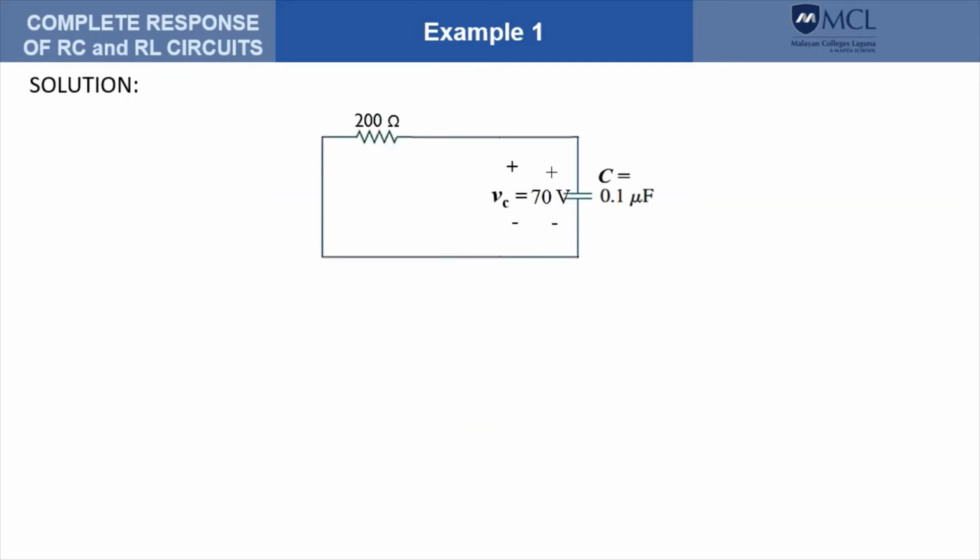But the capacitor has a voltage that is 70 volts, which was reached when the neon lamp fired. So at this point, the capacitor will discharge through the 200 ohms until the voltage across it becomes 30 volts, at which point the neon lamp will open.